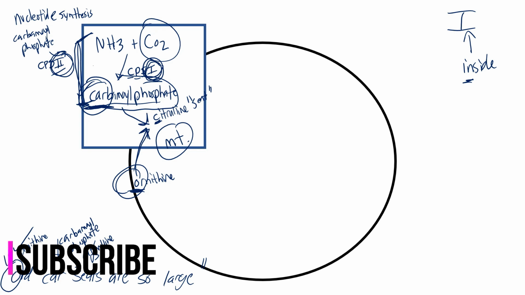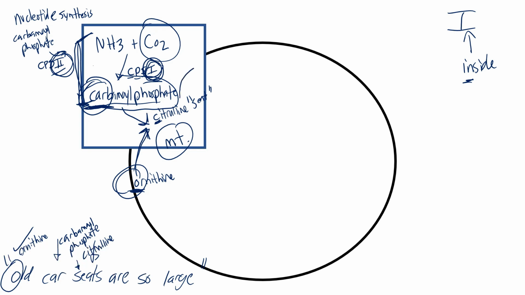Now the next thing, what's going to happen? This citrulline is now going to exit the mitochondria. So that's another important note I want to emphasize. All of the steps I've just said, the production of carbamoyl phosphate, the production of citrulline with the combination of ornithine and carbamoyl phosphate, all of these 2 steps happen in the mitochondria.